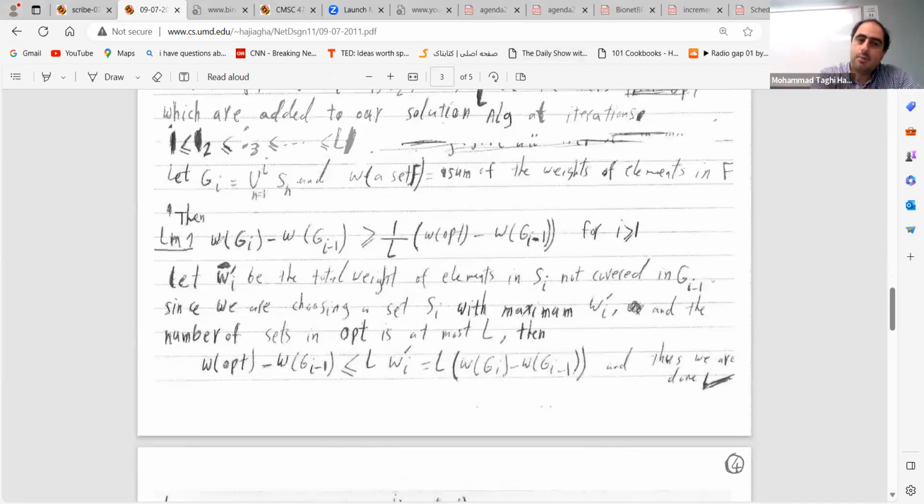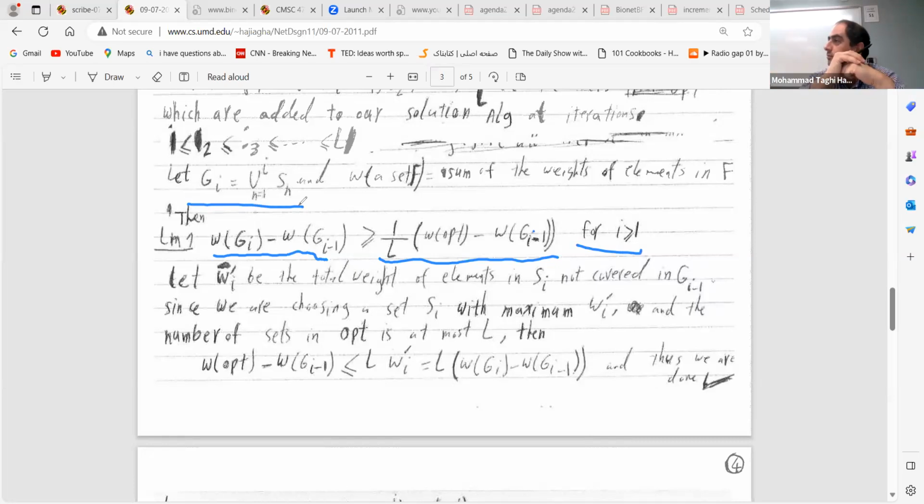Okay, so the important thing is this lemma. W of GI minus W of GI minus 1 is greater than or equal to 1 over L times W of opt minus W of GI minus 1, for any I. And again, GI was the definition of GI: the union of the first I sets that our algorithm is picking. So this is our algorithm. We call it generally algorithm A.